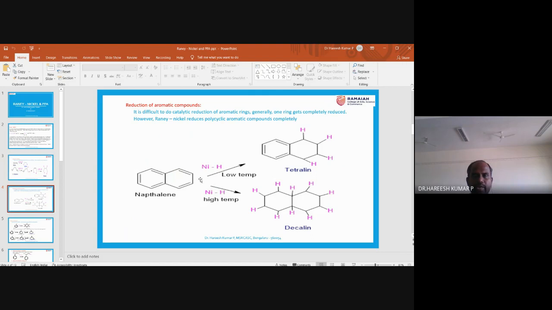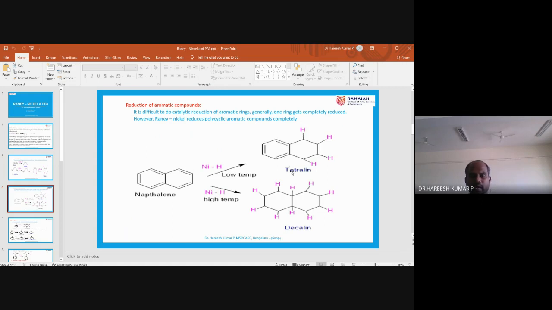I think you are aware of the aromatic compounds. So here I am taking naphthalene. What is the difficulty in this? Usually if we are hydrogenating with a catalytic condition other than nickel, what will happen? You may end up with partially saturated compounds, tetralin. Tetralin is the partially saturated one. That means one of the rings will be reduced, so the remaining ring is intact.